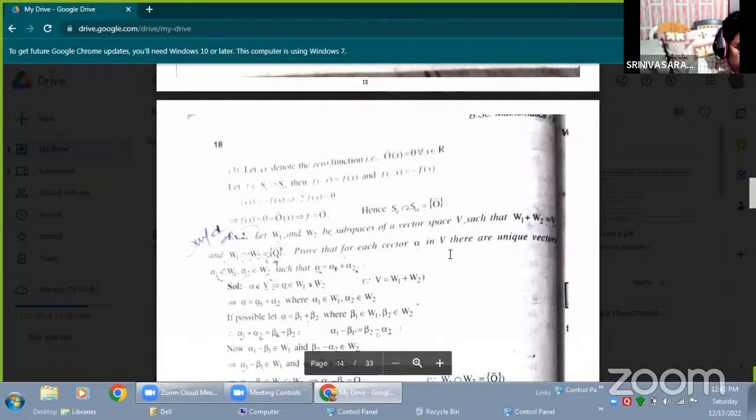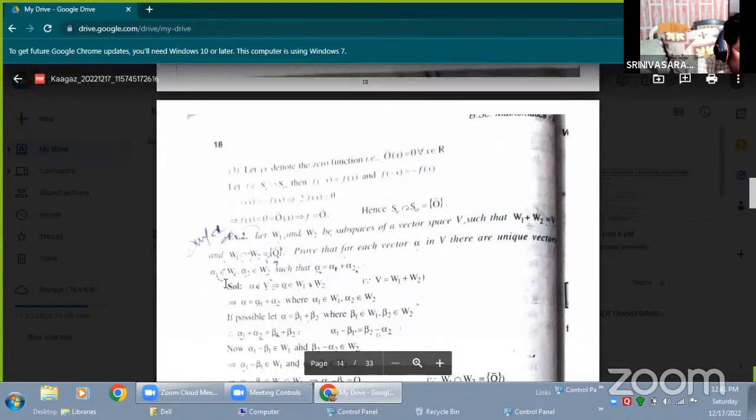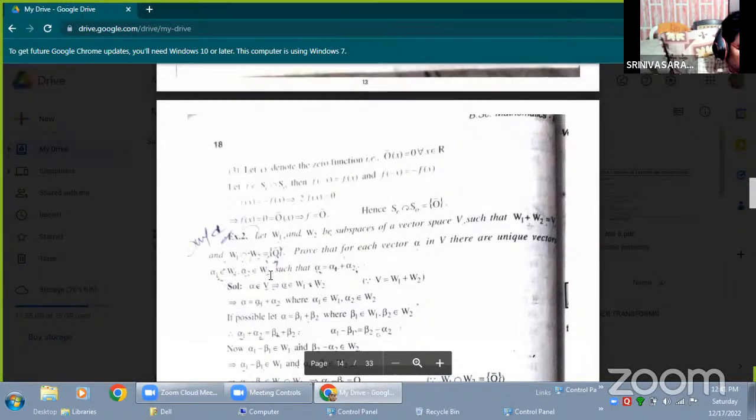The intersection of the subspaces is the zero vector. Prove that for each vector alpha belonging to V, there are unique vectors alpha 1 belonging to W1 and alpha 2 belonging to W2 such that the sum of the vectors is equal to alpha. That is the linear sum part. This is also repeated a number of times in the final examination. Please note it down. Next one.